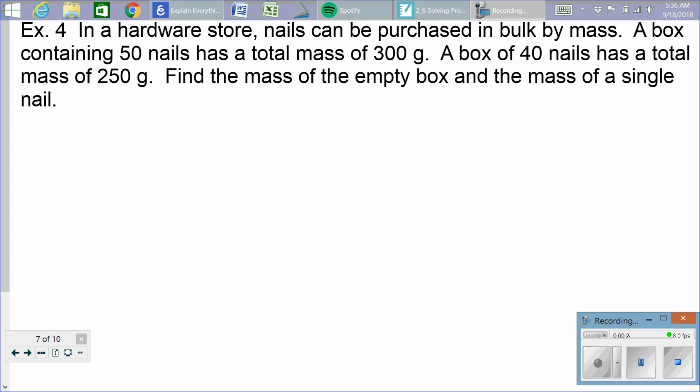So the first thing that we're going to do is let B be the mass of the box, and we're going to specifically say that we're talking about the mass in grams. And then we're going to let N be the mass of a nail in grams.